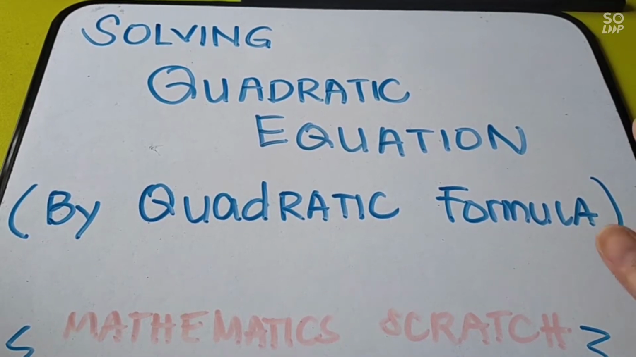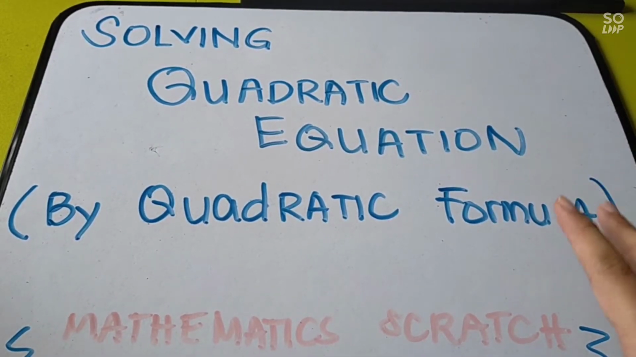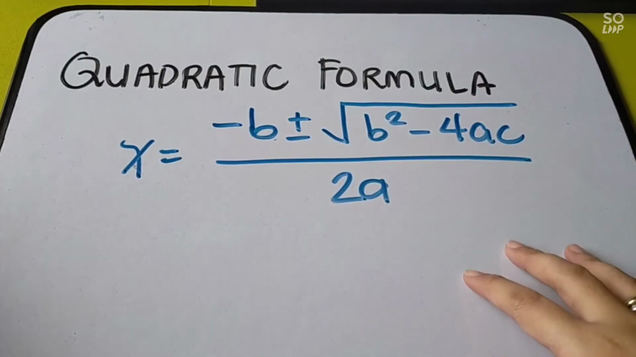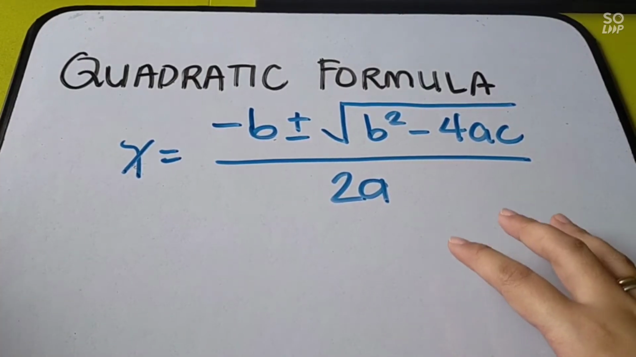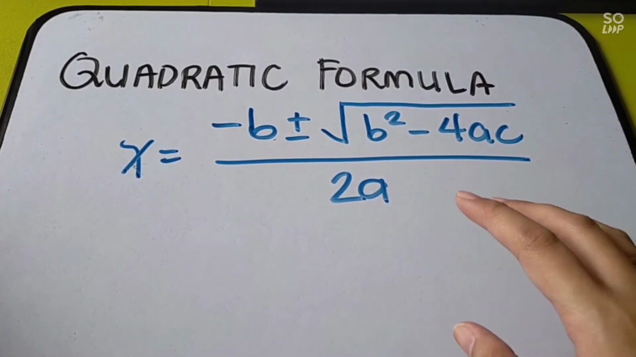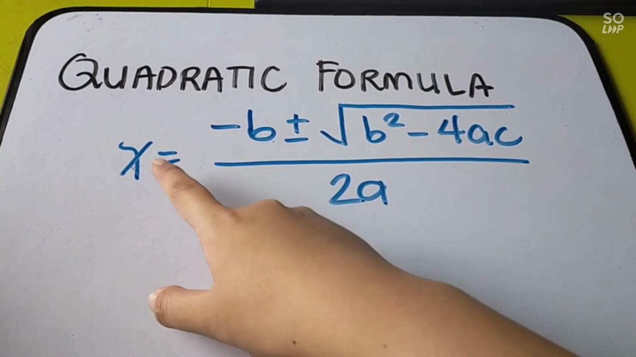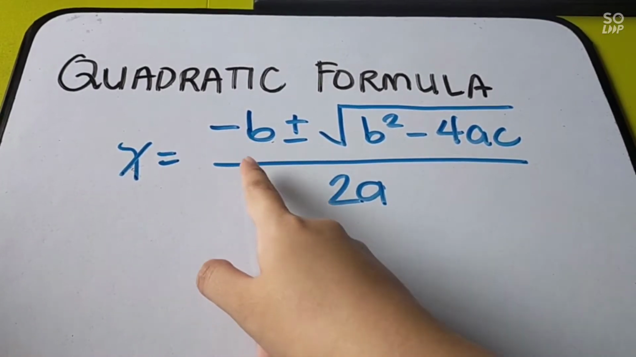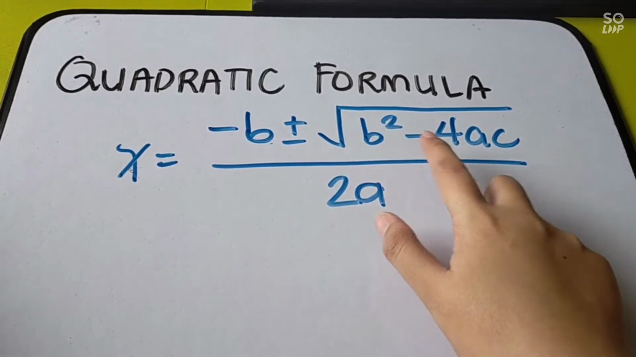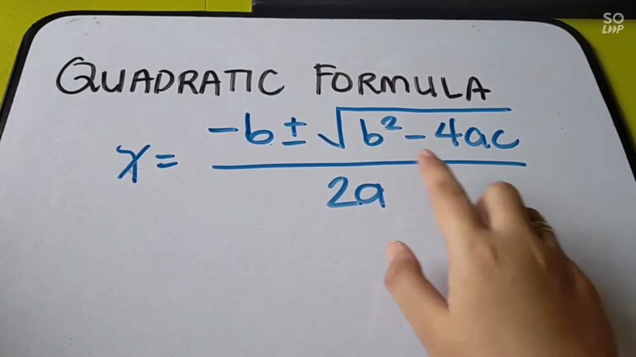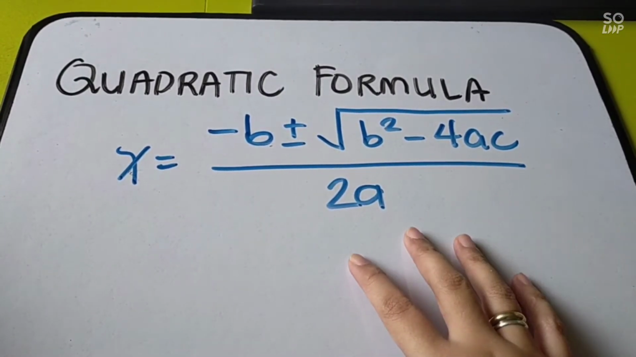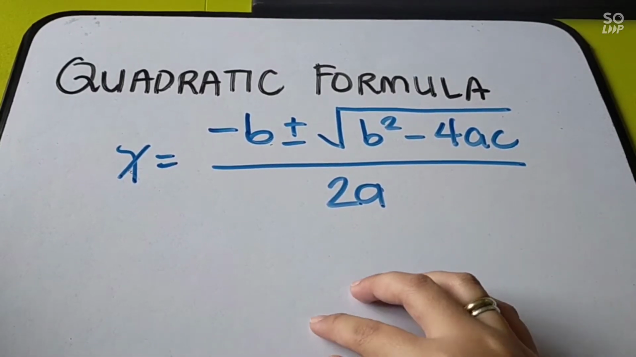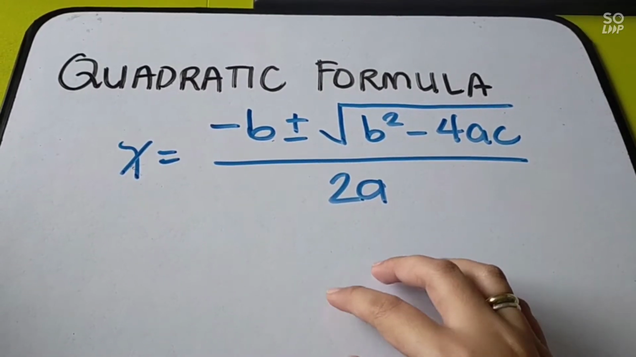Topic, we are going to solve quadratic equation by using quadratic formula. So this is the formula that we are going to use in our equation. We have here x is equals to negative b, positive negative square root of b squared minus 4ac all over 2a. So, ito yung gagamitin natin kapag tayo magsosolve ng equation.